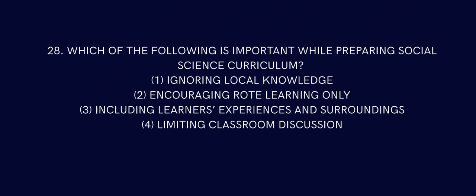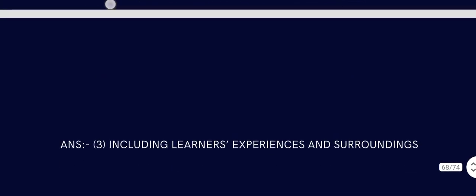Likewise, question number 28. Which of the following is important while preparing a social science curriculum? Ignoring local knowledge? No, you cannot ignore local knowledge. Encouraging rote learning? No, you cannot really encourage rote learning, because that is not the way. If you don't understand, rote learning is going to make you like the silencer or virus from Three Idiots. Option 3, including learners' experience and surroundings, that is correct. Limiting classroom discussion is wrong. So the answer is including learners' experience and surroundings.